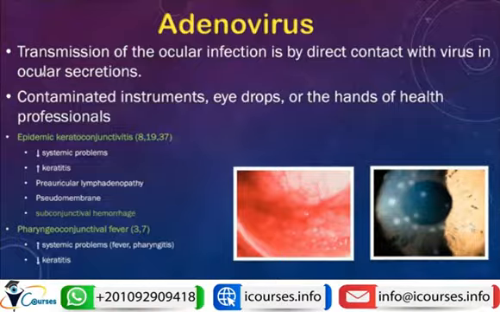As I told you, adenovirus can be transmitted by direct contact, by contaminated surfaces in hospitals or contaminated towels, and it commonly spreads in epidemics in schools if a child has this adenoviral infection. There are two main types according to the serotypes of the organism. We have epidemic keratoconjunctivitis, which is caused by serotypes 8, 19 and 37, and pharyngoconjunctival fever, which is caused by serotypes 3 and 7.